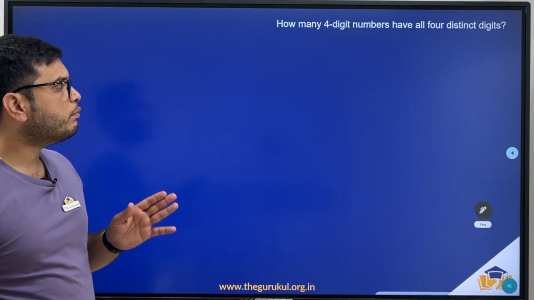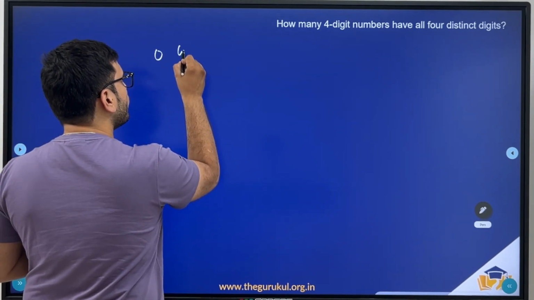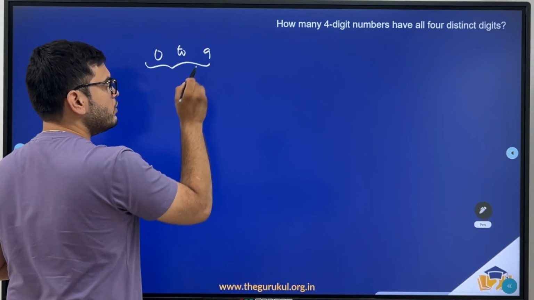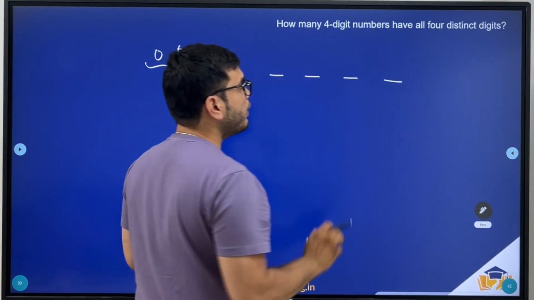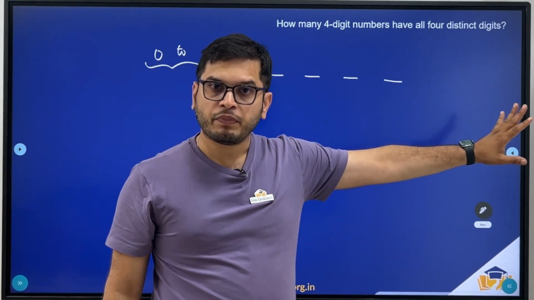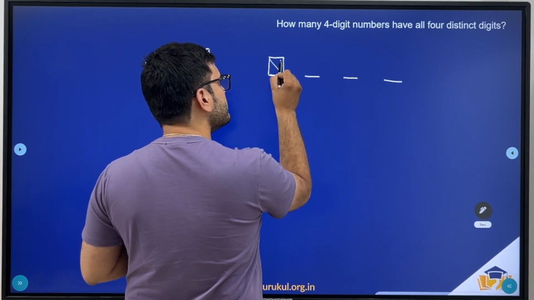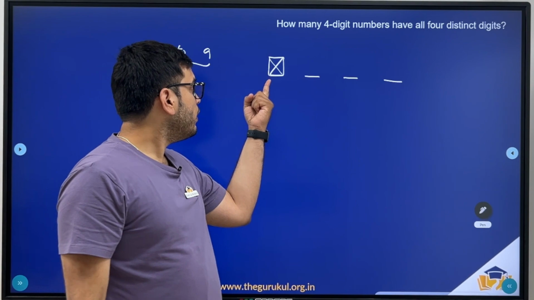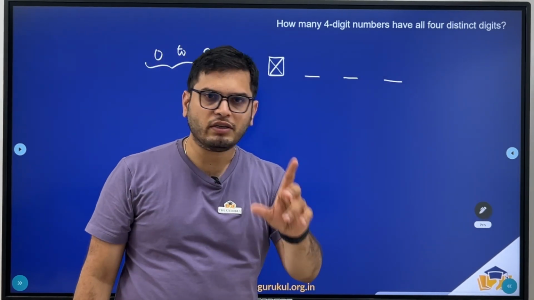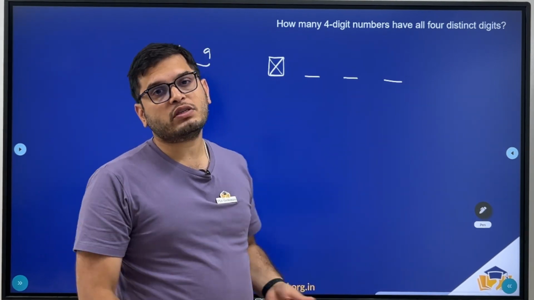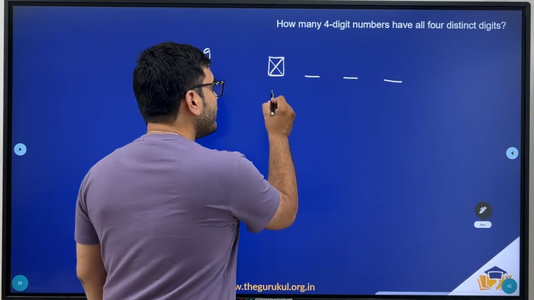How many 4-digit numbers have all 4 distinct digits? So we have 10 digits from 0 to 9. Now using these 10 digits, we need to form 4-digit numbers. So 1, 2, 3, 4, right? All these digits should be distinct. Now let us find the total number of ways in which we can place a digit here. Now this can take any digit from 1 to 9, this cannot be 0. So when 0 is one of the digits, you should ensure that the leftmost digit cannot be 0. So this can take any digit from 1 to 9, so you have 9 choices to make.